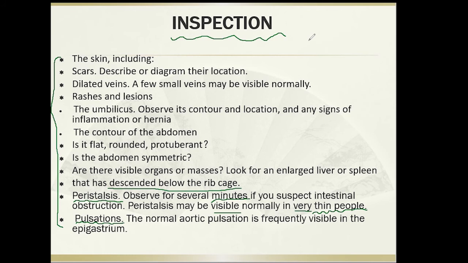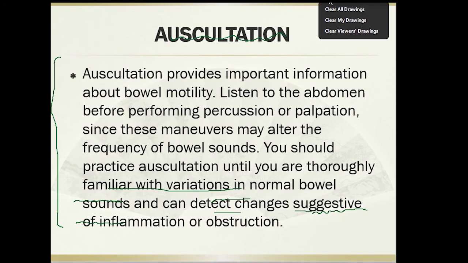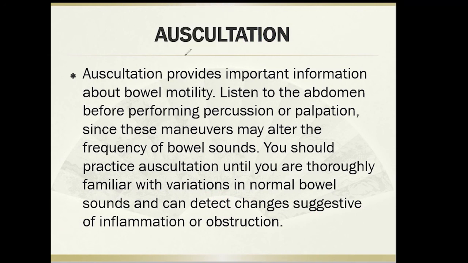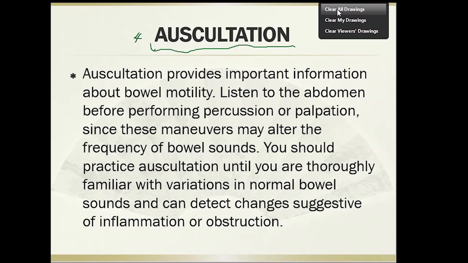Now let's move on to the next part. For the abdominal area especially, we go to auscultation first. For other parts of physical examination, usually we go inspection, then palpation, then percussion, then auscultation. So usually auscultation is the fourth part. But for the abdominal area especially, we go to auscultation first, before palpation, before percussion.